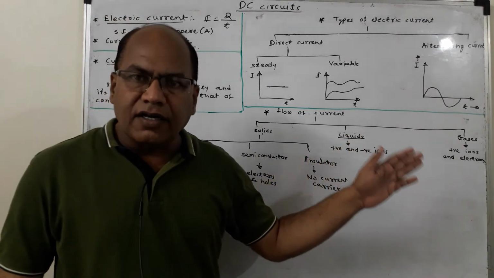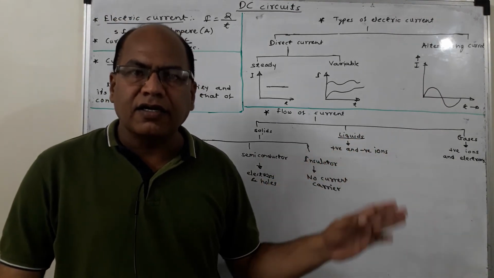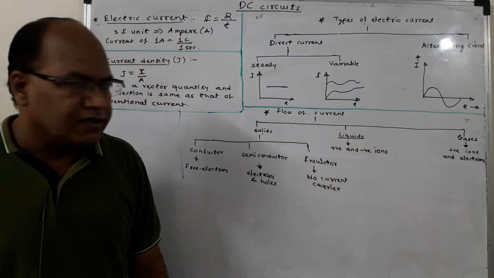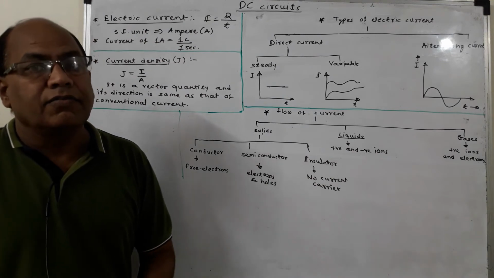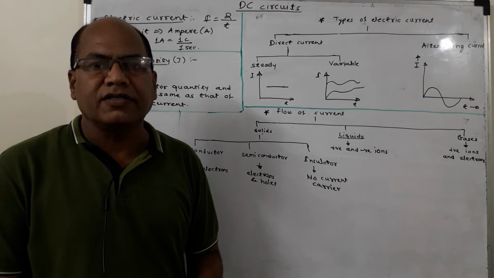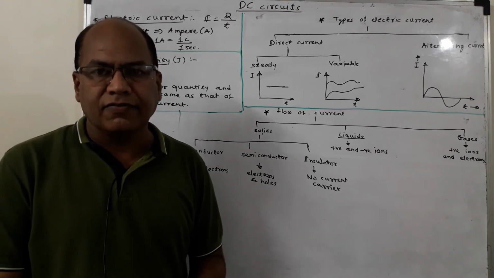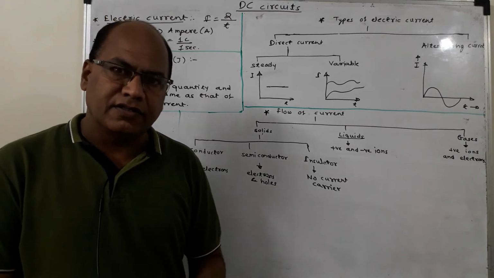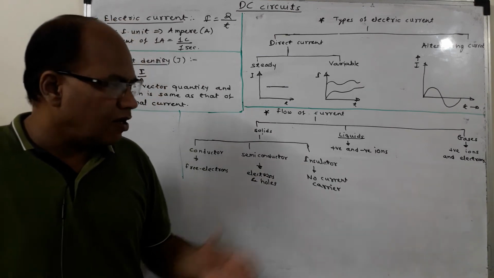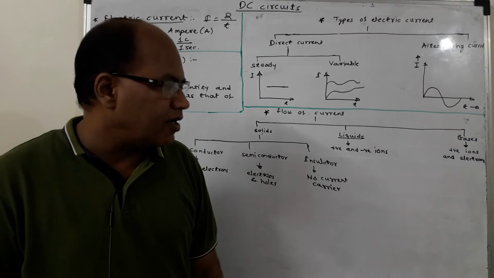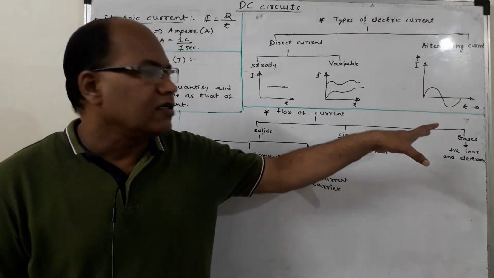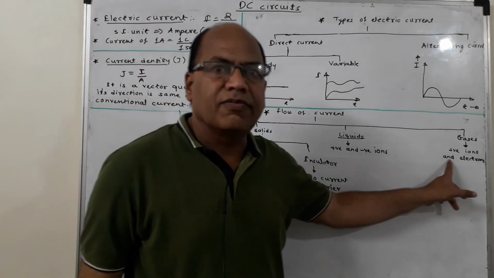Gases. Generally, gases are considered to be insulators for electricity. But at low pressure and if high potential difference is applied across the gas, the gas gets ionized and positive ions are formed. Ionization means formation of positive ions. So positive ions and electrons are the current carriers in case of gases.